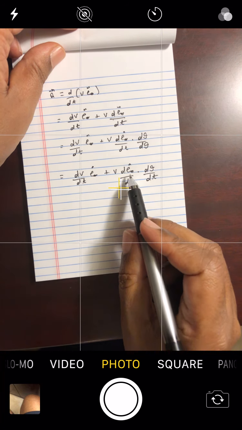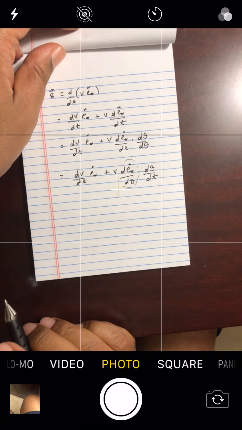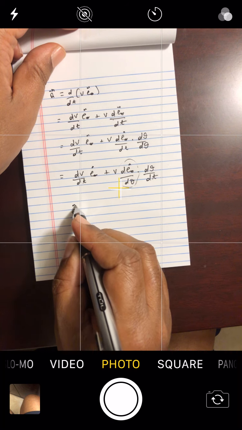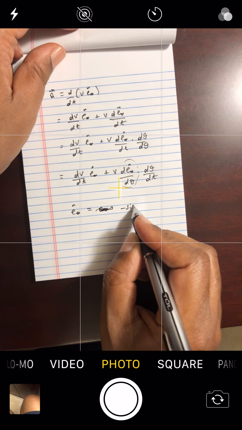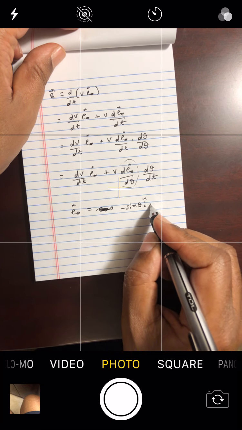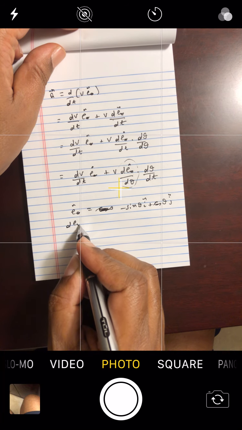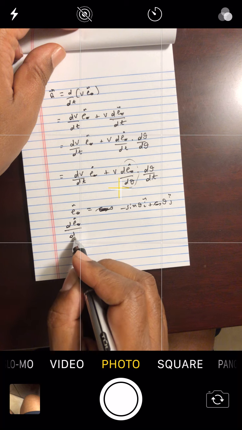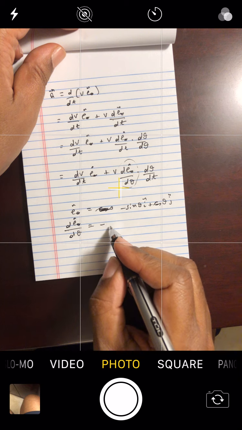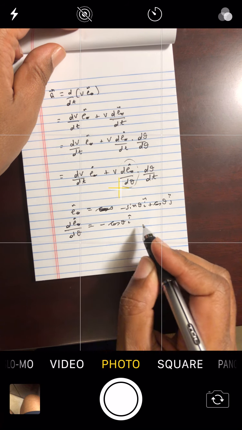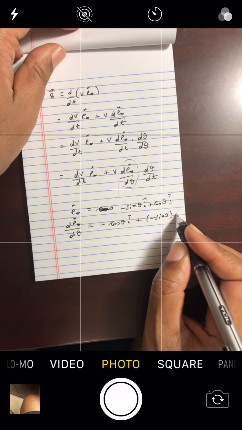Okay, so let's try to get an expression for this one. Because we can express it in terms of theta, we can do this derivative, right? So e theta, as we showed before, is negative sine theta in the i direction plus cosine of theta in the j direction. So the derivative of this tangential unit vector with respect to angle: the derivative of sine is cosine, so you get negative cosine of theta in the i direction, and the derivative of cosine is negative sine, so negative sine of theta in the j direction.